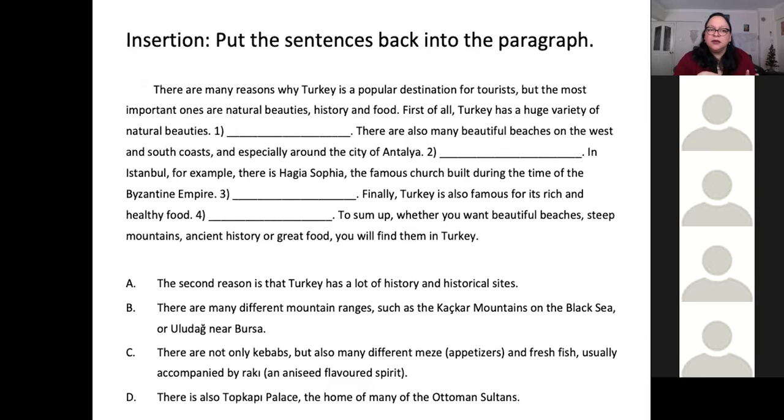This one, again, helps them understand where things go in a paragraph, right? So before your second reason, you need something to support your first reason.